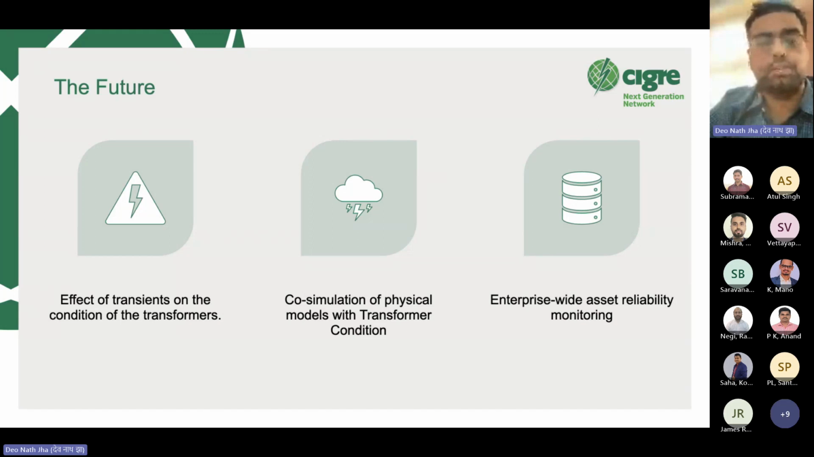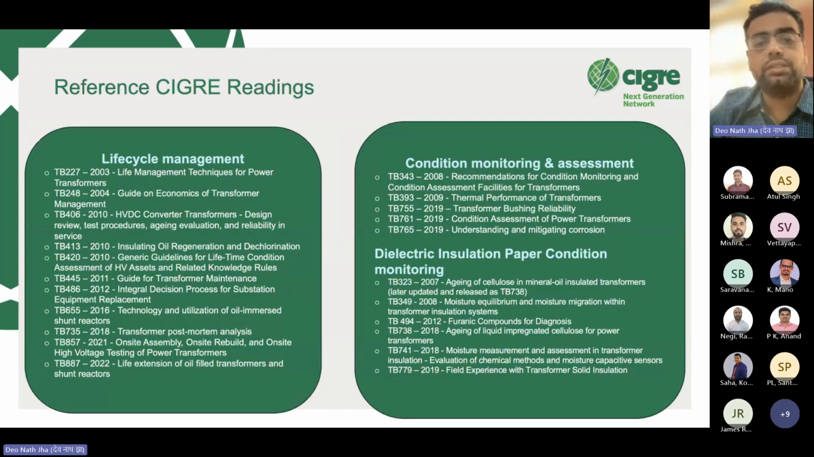If we want a reference reading from CIGRE, CIGRE has already published around 57 different technical brochures on transformer condition assessment and its management. So we have categorized them here under different heads. If you want a brief on different types of condition assessment, how to bring it onto a condition assessment platform, and how to understand different values, we can go through any of these documents. So yeah, that was it on digital twin.